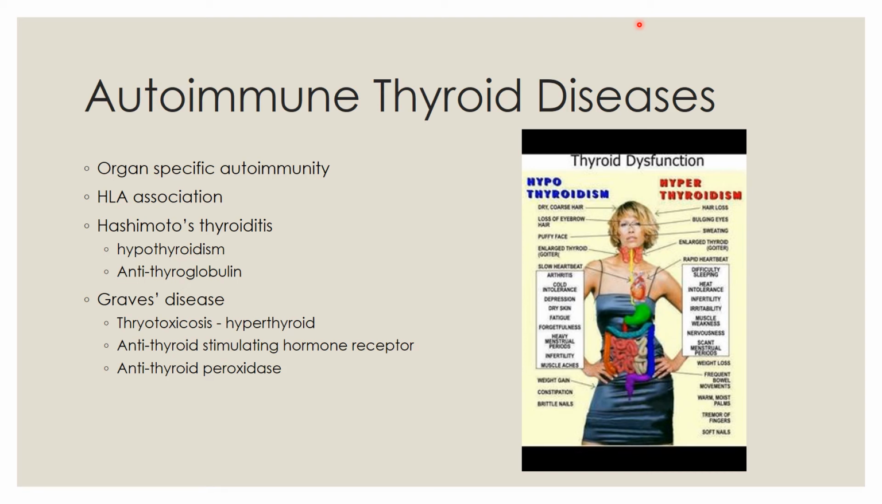Hashimoto's is also called chronic autoimmune thyroiditis, okay? But essentially, with Hashimoto's, you have hypothyroidism, and with Graves, you have hyperthyroidism, okay? That's just a gross generalization, okay? So if we start with Hashimoto's, this generally, again, more often affects women, mostly middle-aged women.